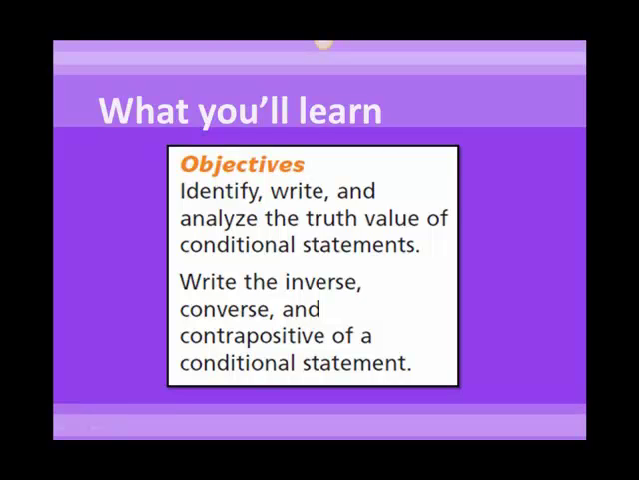I decided to add in your objectives so you'll know exactly what it is you should walk away with at the end of each lesson. The objectives for this lesson are to identify, write, and analyze the truth value of conditional statements, and write the inverse, converse, and contrapositive of a conditional statement. So we're going to learn what conditional statements are, what the inverse, converse, and contrapositive are, and what the truth value is.